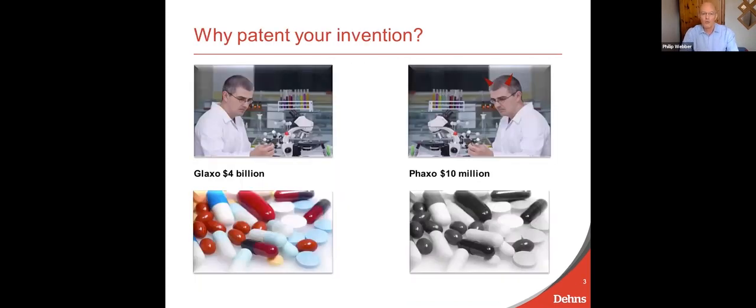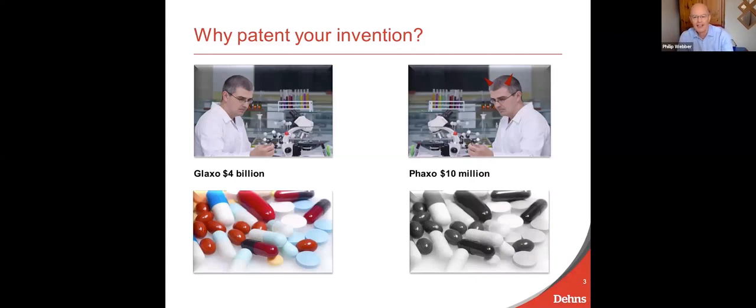So first of all, why do you want to patent your invention? If you take an example, Glaxo, they've made a new brilliant anti-cancer drug. It's going to cure all cancers that are possibly out there. They spent $4 billion developing the drug, getting it through clinical trials, getting marketing authorization, and they put the drug on the market in a blaze of publicity. This is going to make billions for the company.